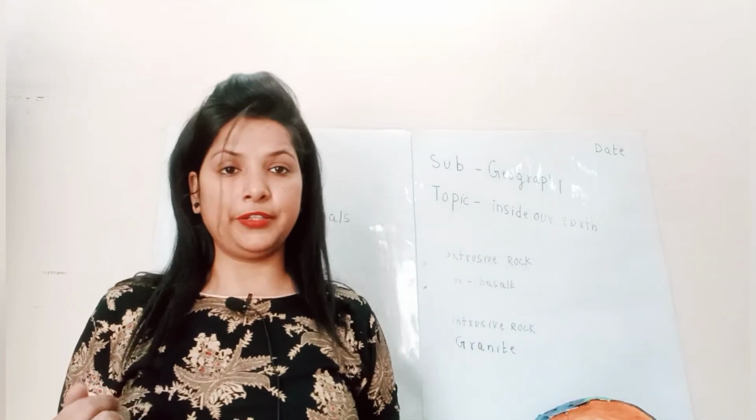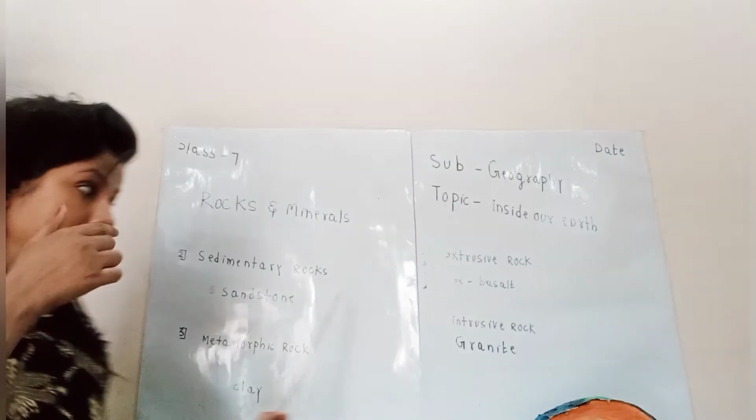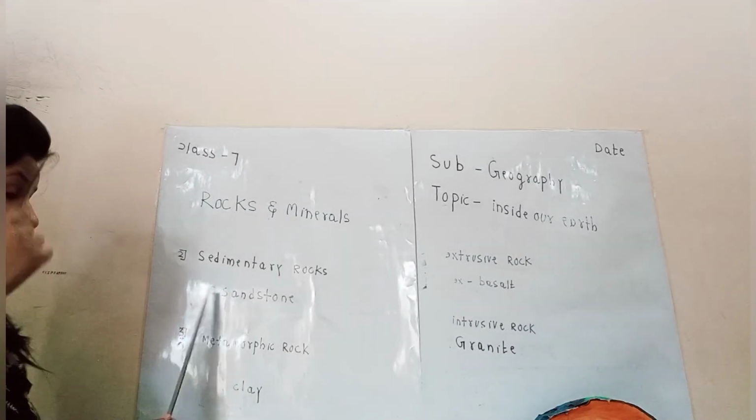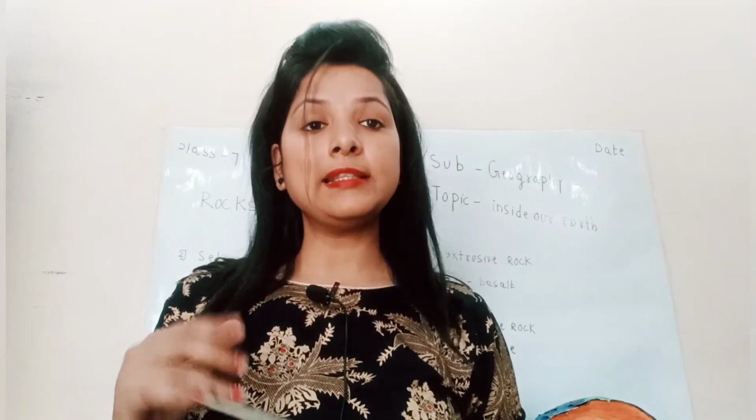Now we will learn about sedimentary rock. When sediments are transported by wind and water, after that they are compressed to form a layer of rocks. This type of rock is known as sedimentary rock. An example is sandstone. So this is called sedimentary rock.